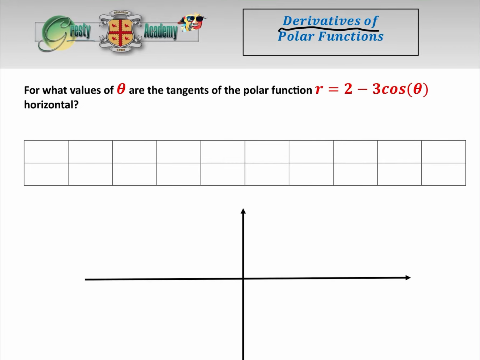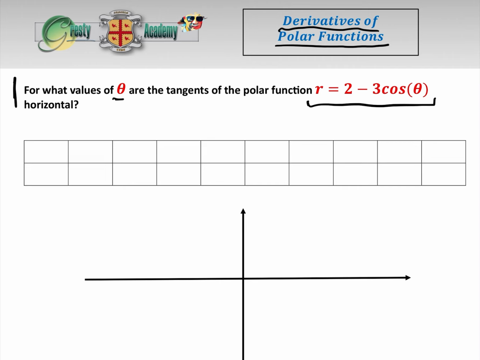Okay, so today we're going to be doing derivatives of polar functions, and for illustration and explanation we're going to use this question here. For what values of theta are the tangents of the polar function r equals 2 minus 3 cos theta horizontal? Okay, so first of all, let's have a look at what the graph looks like.